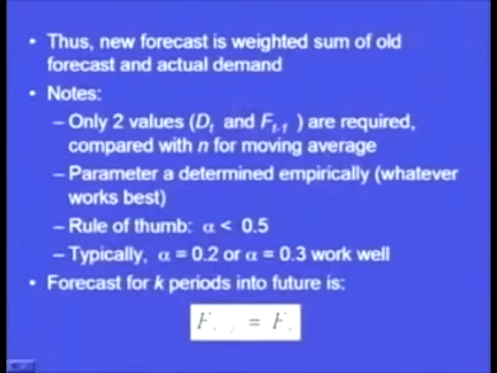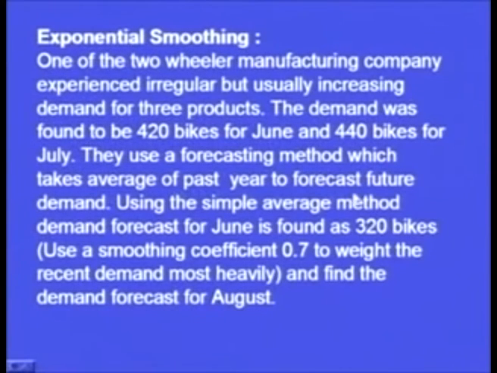So, these are the two things that are required in the exponential smoothing method. If you go to the previous slide, you can see that dt and Ft minus 1 are the two important things that are required in order to generate a forecast using the exponential smoothing method. So, here all this data is already available. 320 is Ft minus 1, and dt is for the previous month. For June it is given and for July it is given, and we have to forecast for August. So, for July 440 bikes is the actual demand. So, dt is 440 and Ft minus 1 is 320.